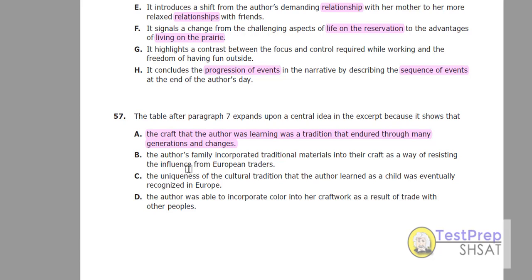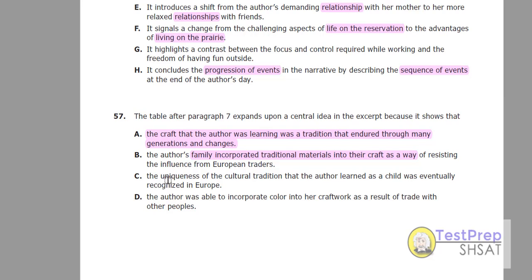B, the author's family incorporated traditional materials. The author's family? That's not in the table at all. It's just not part of the table. So that can't be right, and there's nothing about them resisting. There's no sense of resistance of European traders. So no, B is not correct.